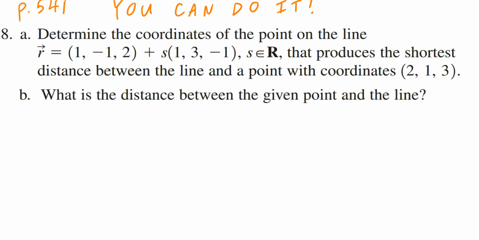Hi everyone, let's take a look at the following question. Page 541, question number 8. Part A, determine the coordinates of the point on the line r equals 1, negative 1, 2 plus s times 1, 3, negative 1, where s is an element of real numbers, that produces the shortest distance between the line and a point with coordinates 2, 1, 3.